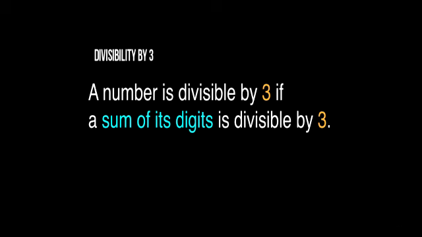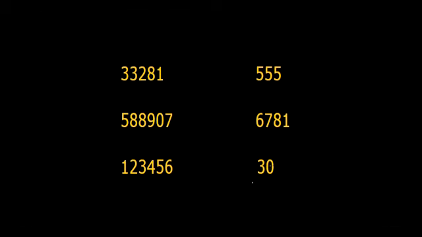Next, we have divisibility by 3. A number is divisible by 3 if the sum of its digits is divisible by 3. It's actually interesting. So let's test it out. First, we look at and identify the obvious ones first.